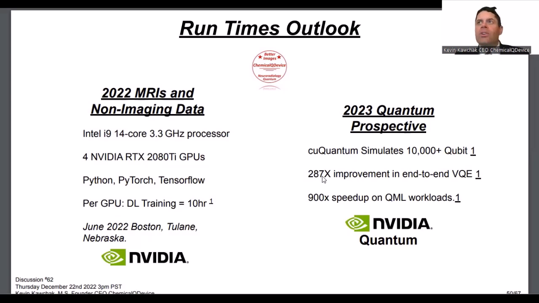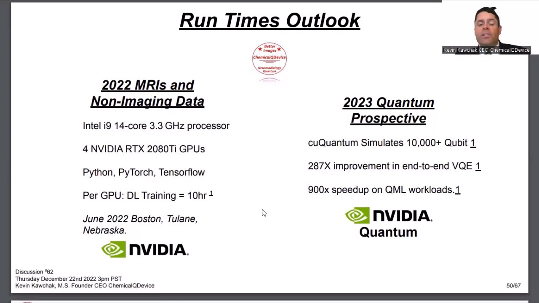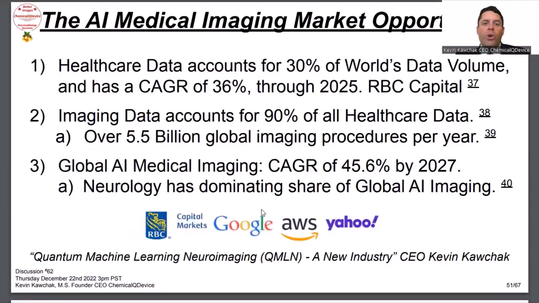noiseless environment, you can kind of see the hybrid approach of doing quantum mechanics math on classical computers and it working considerably better than it does today. And then they also said 287 times improvement in end-to-end VQE. I think this was for 20 qubits. And then say, for instance, a 900 times speed up on quantum machine learning workloads. So it'd be interesting as you draw an arrow going to the right, how will that 10 hours for these same tasks be decreased with these? Now you have CPU and GPU, but now you have a QPU.